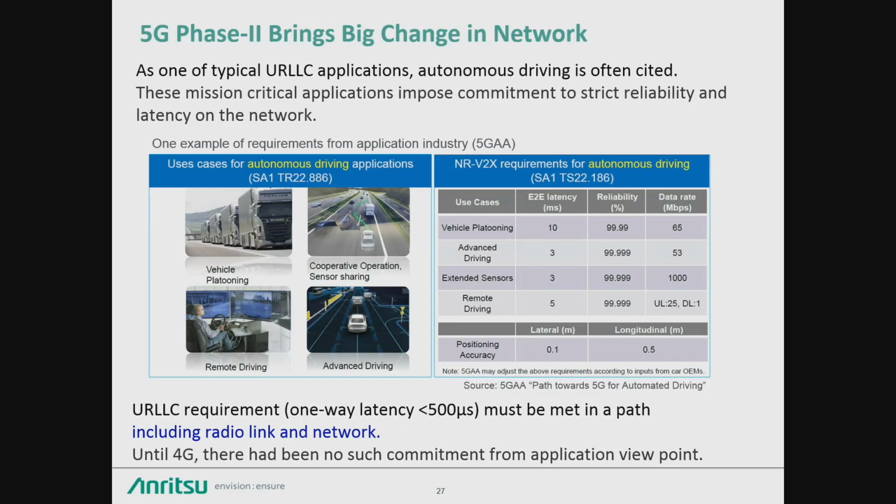And what you'll notice here is that in the requirements for autonomous driving, per the standard, there's a latency requirement, a reliability requirement, as well as a data rate requirement. This is very new to the industry, specifically over the air and that of the transport network, because now we're talking about mobile communication requirements for a moving vehicle.